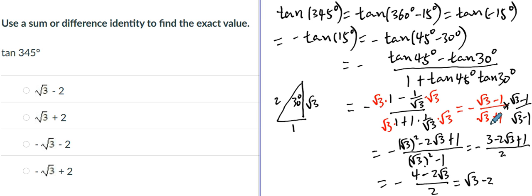Radical 3 squared minus 1 squared is 3 minus 1, which is 2. So denominator we know we get 2 easily.